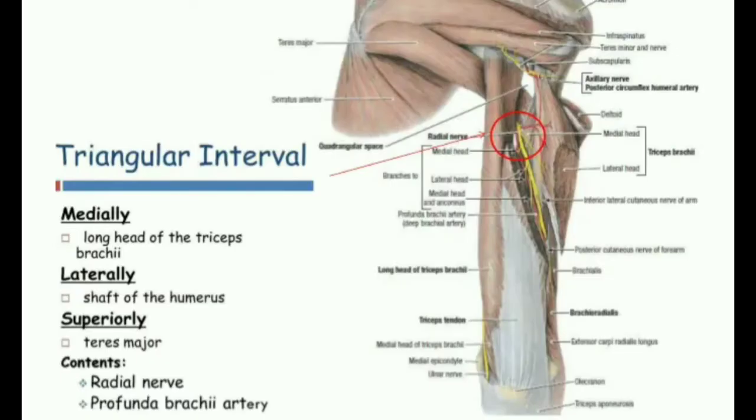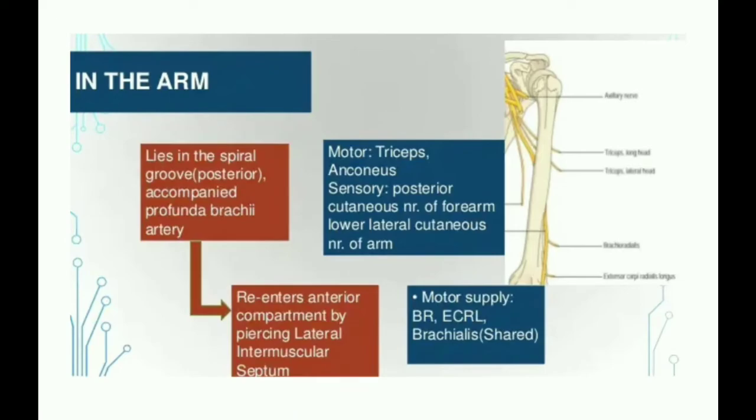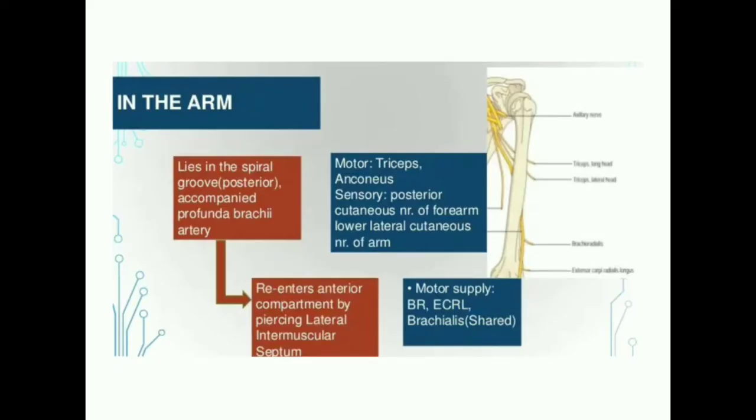Then it leaves the spinal groove. The nerve finally emerges at the anterior aspect of the lateral epicondyle of the humerus, where it gives off a branch to the brachioradialis muscle. It also gives a branch to the anconeus muscle. Here it also gives a branch to the muscle extensor carpi radialis longus. Remember one point here: extensor carpi radialis longus is supplied by a direct branch of the radial nerve.